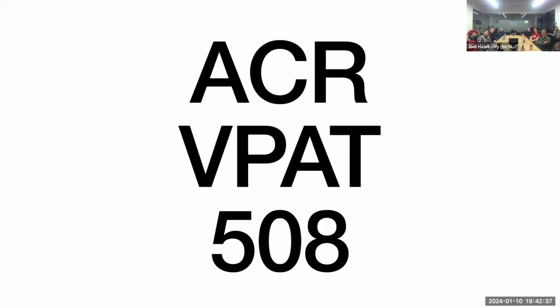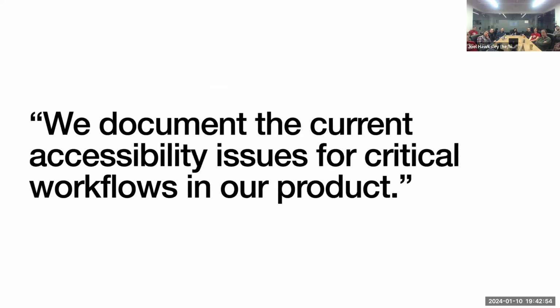So on the product side, we've tried to use this alphabet soup. I'll explain these terms: we've used accessibility conformance reports, the template for which is the Voluntary Product Accessibility Template, from the Section 508 standard. Basically, that means we document the current problems in our product for critical workflows. And we happen to publish ours online, so you can go see what they look like.